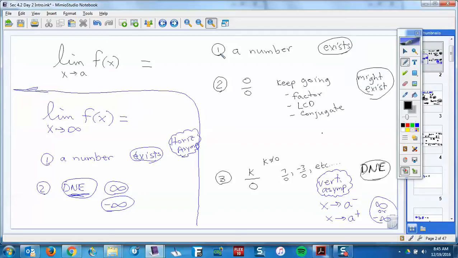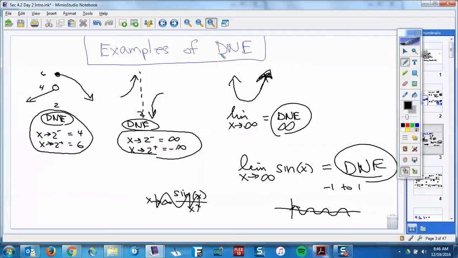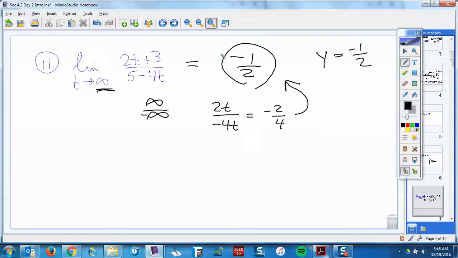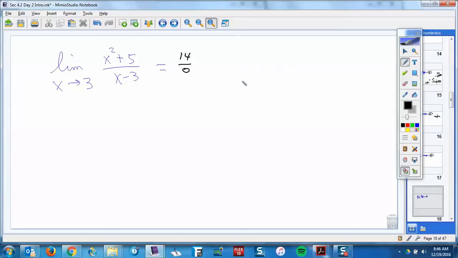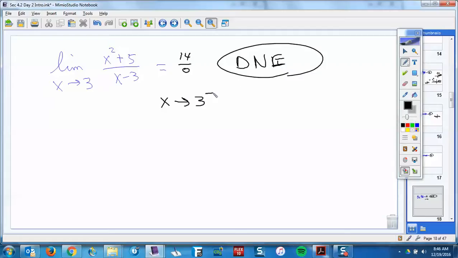So if you get a number over 0, you know that's a vertical asymptote. It's this situation here. So we've got to look on both sides of that. All right. So we get 14 over 0. So right away we write down does not exist. And then we're going to do 3 on the left, which is 2.999, and 3 on the right, which is 3.001. 2.999, small negative. 3.001, small positive.